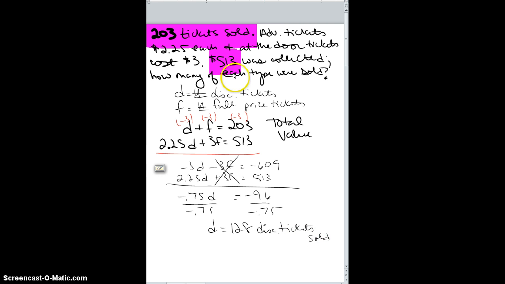Right, and then I want to know each type, so I want to know both. So I need to figure out the full price. So I could sub that back in. Now the easiest place to sub that 128 back in is going to be in that equation right there. So because 128 plus F, so if I take 203 minus 128, I end up getting 75. So 75, and that would be what, full price tickets?